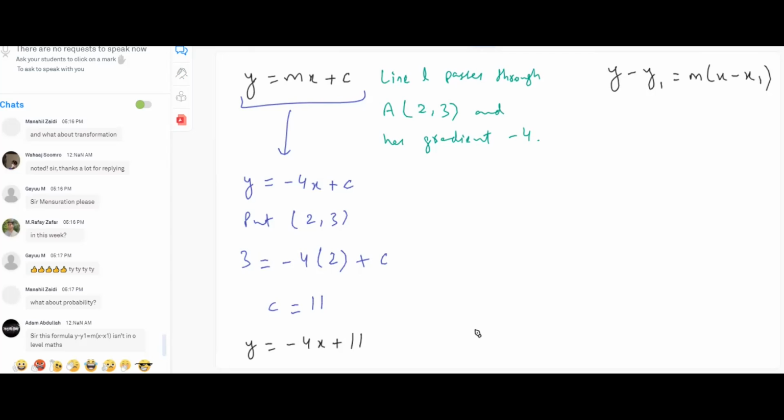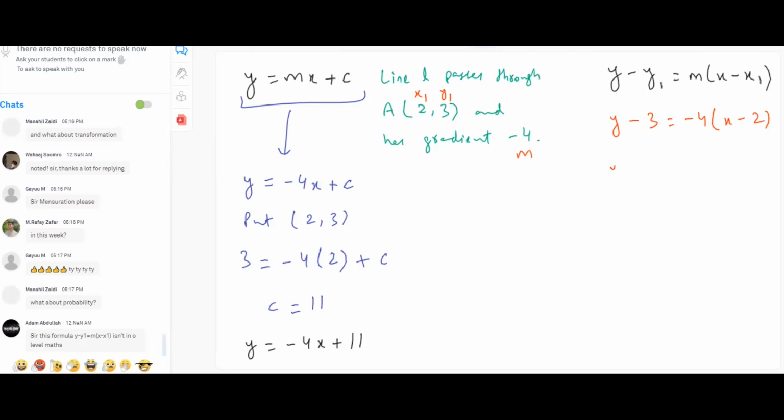How does that work? ये जो y1 और x1 है ना, जो भी आपको पॉइंट गिवन है, आप उसमें से एक x कोऑर्डिनेट x1 लिख दो, तो y कोऑर्डिनेट को y1 लिख दो, and this is your m, right? And you just input values in that. Y minus y1, that is 3, equal to minus 4 into x minus x1, that is 2. And that is our equation.